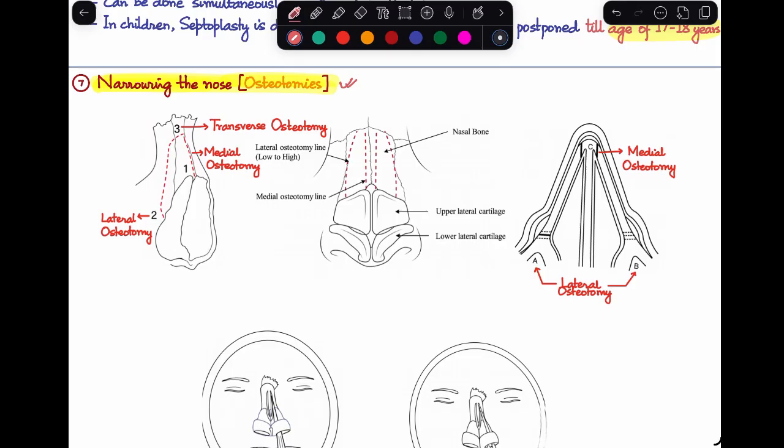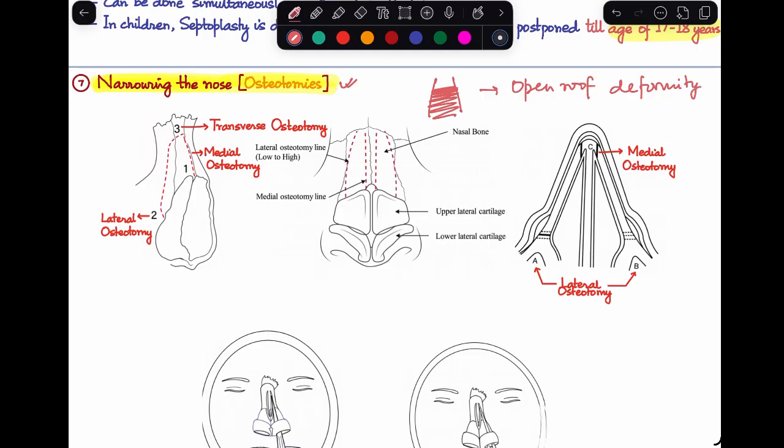But here we're going to just talk about the basics of what osteotomy is, what are the different types of osteotomy that we are going to give, and what is the reason why we are giving osteotomy. So first of all, once you have removed the dorsal hump, or even lowered the dorsal line, the dorsum of the nose ends up being flat and wide, resulting in what is known as an open roof deformity.